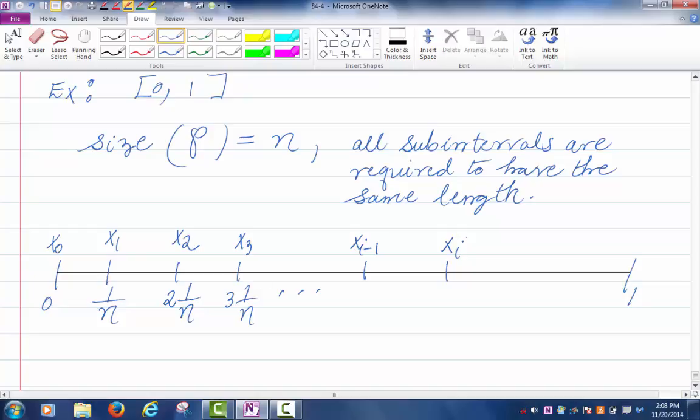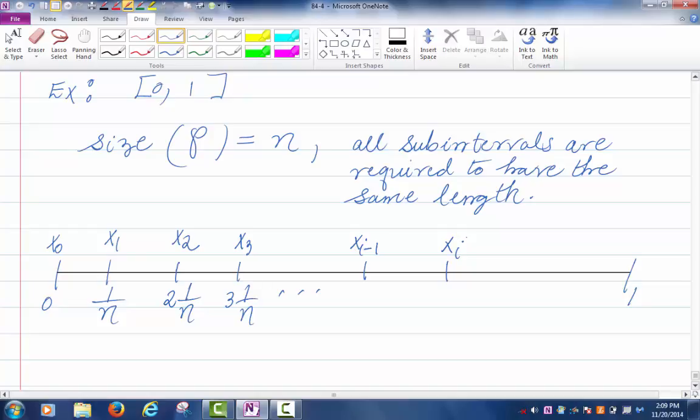So the index for the first subinterval, right? This index tells you the interval number. This index tells you the interval number. This index 3 tells you the interval number. So for x_{i-1} up to x_i, that's interval number i.